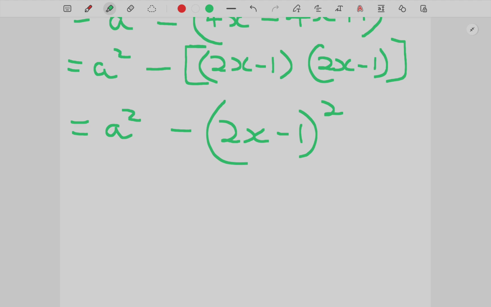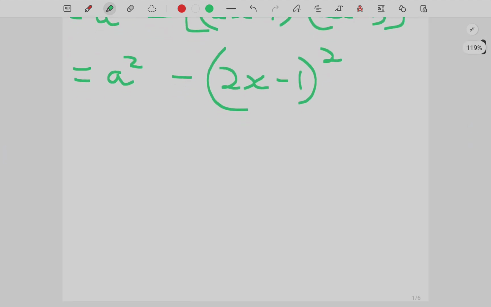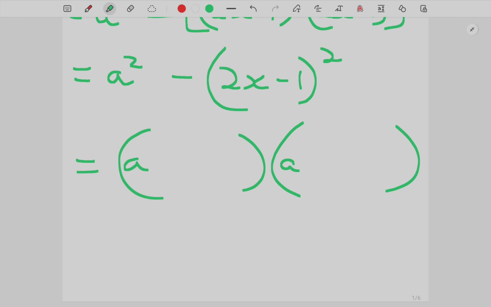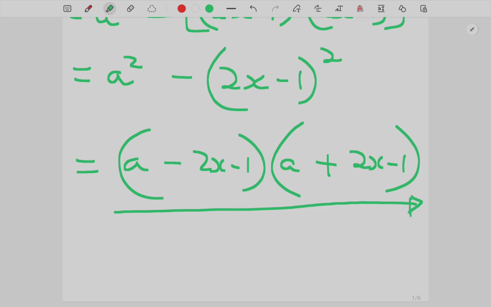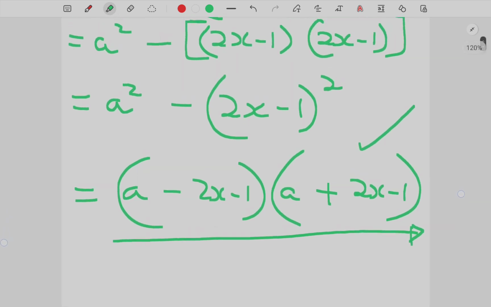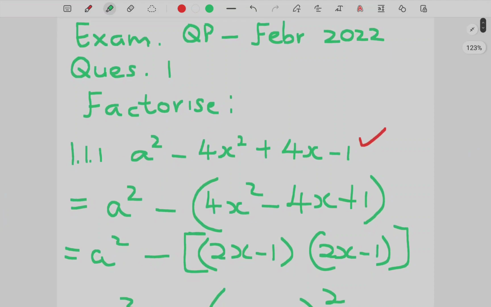And then what do you notice? We've got the difference of 2 squares. Therefore, for the final answer, open up 2 brackets. For a squared it is a and a. For 2x minus 1 all squared it is 2x minus 1 into 2x minus 1. But because the sign is negative, it means one sign must be negative and the other sign must be positive. So this is the end. This is the final answer from the question paper of February 2022.